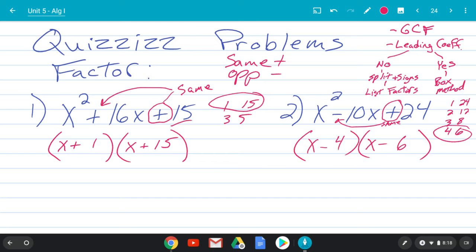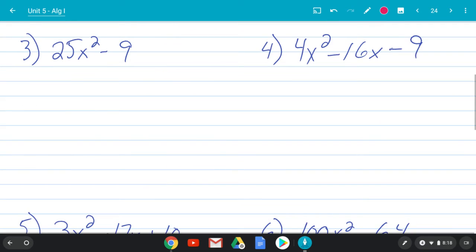This problem's not so bad if you study just a little. Number 3. Anybody see anything special about number 3 as we begin it? There's no junk. Good. There's no junk. Somebody, something else should be jumping off the page at you.